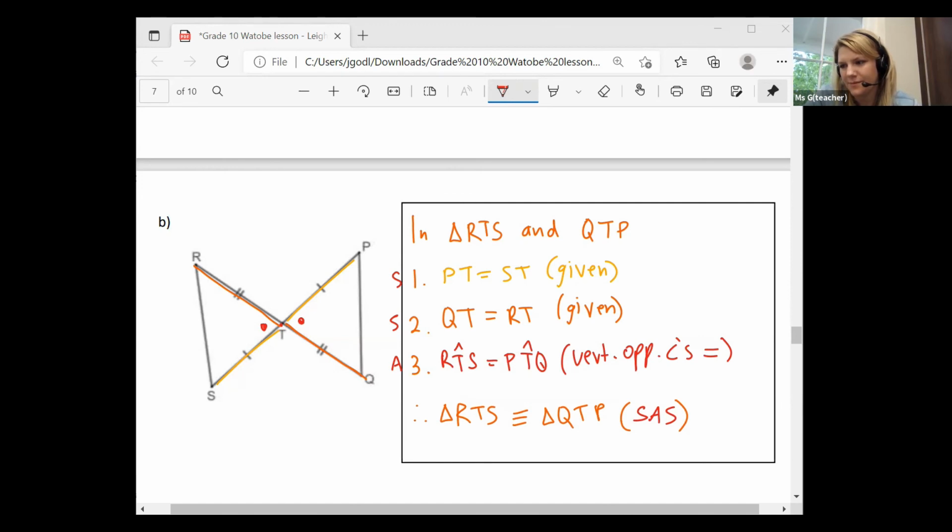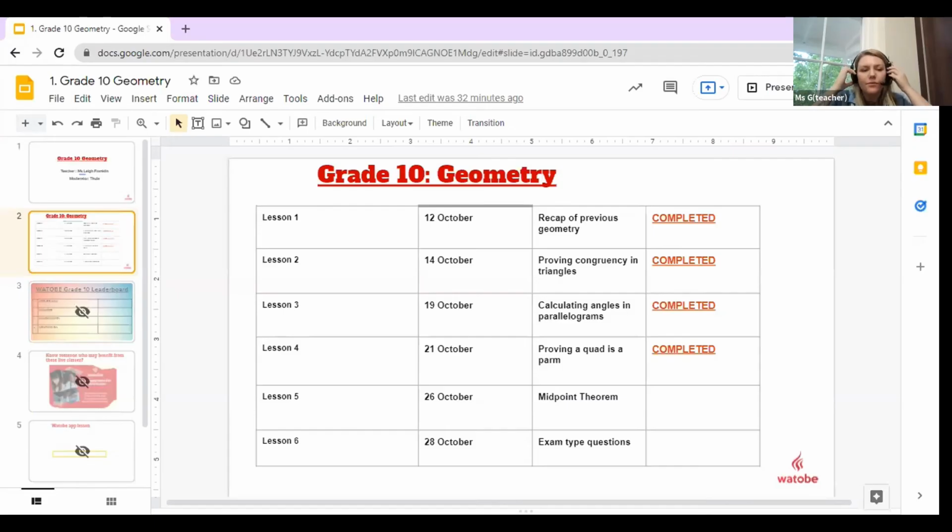But I'm going to share my screen and just take a moment. And of course, remember, if you did not have enough time to copy the things that are on the screen before I removed it, you can always go to watobe.co.za, go to grade 10, go to live lessons, and then you can always find these lessons, even previous ones, and see everything that's on the screen.